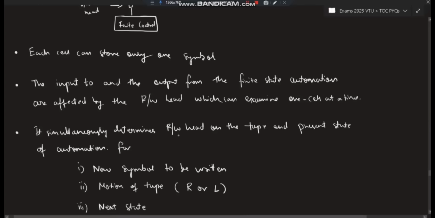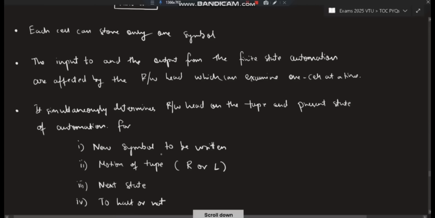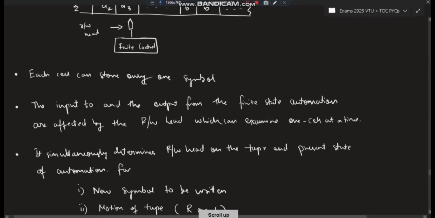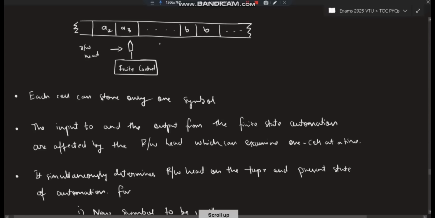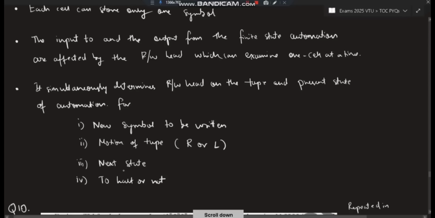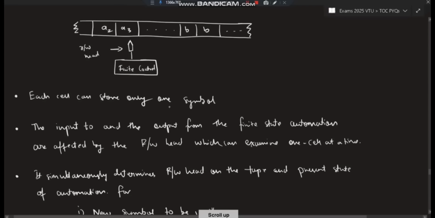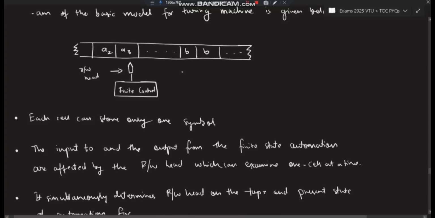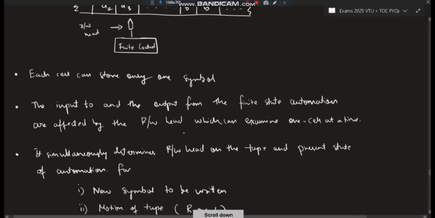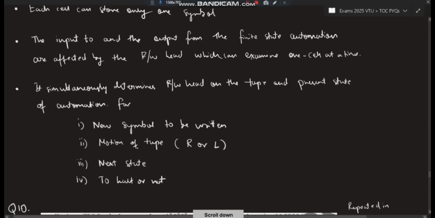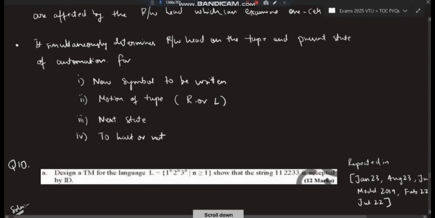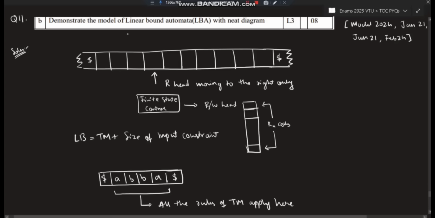It can simultaneously determine four things: the new symbol to be written, the motion of the tape, whether it is left or right, so the tape can move either left or right based on the scenario, the next state it will go to, and whether to halt or not, meaning whether it has reached the end and should stop moving. These four things are determined simultaneously by the RW head. This is how the Turing machine works, which demonstrates the model of linear bounded automata.